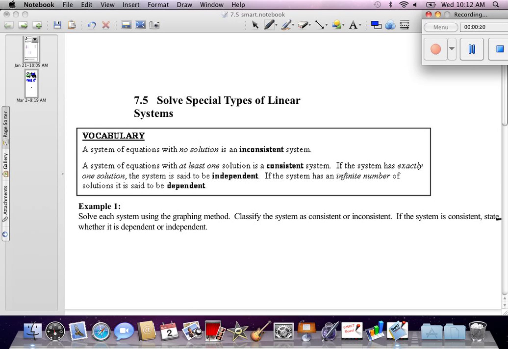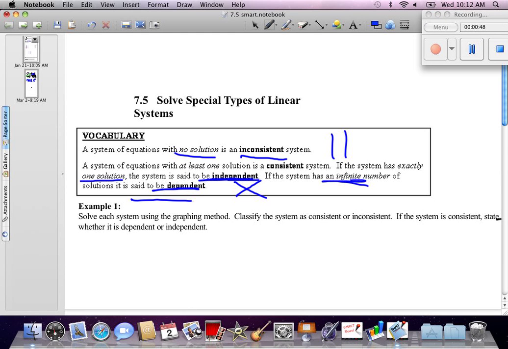Okay? Next to inconsistent, no solutions. You might want to underline these things so you remember them. You have parallel lines. It never crosses, which is why you have no solutions. Consistent independent has exactly one solution, and it looks like an X. It crosses. Consistent dependent has an infinite number of solutions and it looks like overlapping lines.